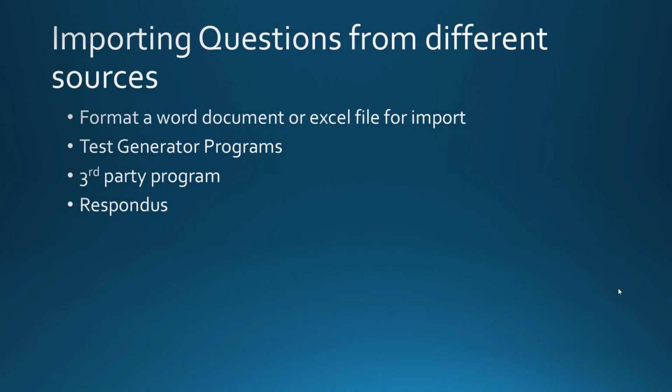If we start from a Word document test like I showed you at the very beginning of this video, there are four primary ways of converting that document and getting it into Blackboard. It includes formatting that Word document or an Excel file into a text document that can be formatted properly and then imported into Blackboard. There's test generator programs that can do this automatically. There are third-party programs, and then finally there's Respondus. Now there's a variety of potentially other ways of doing this, but these are four of the major ways in which we do it here at ACC and what I am familiar with.